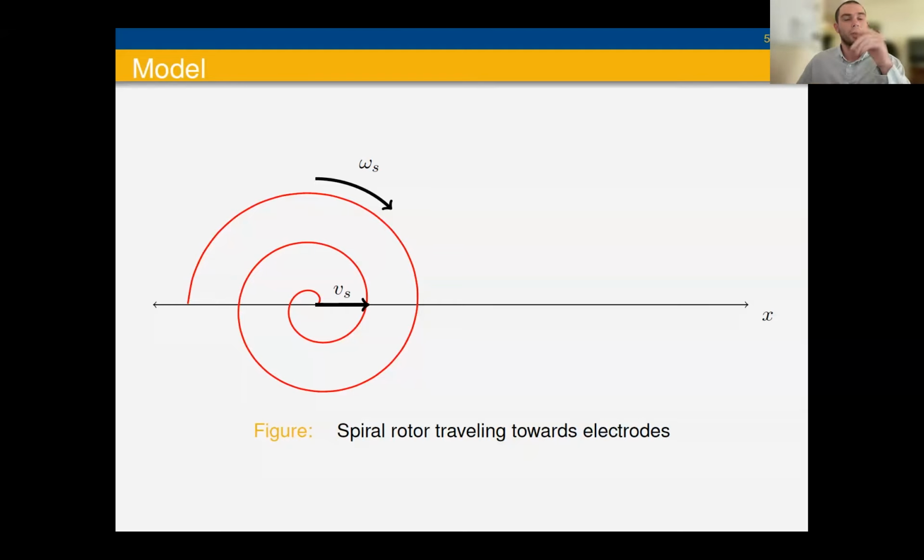So here is our rotor. This is a depiction of a rotor that we would see here. And our first idea that we take for a general candidate for the shape of this rotor is an Archimedean spiral plotted in polar coordinates. And we assume that the rotor is traveling towards the electrodes with a constant linear velocity and a constant angular velocity rotating in the clockwise direction. And we should see electrodes here.